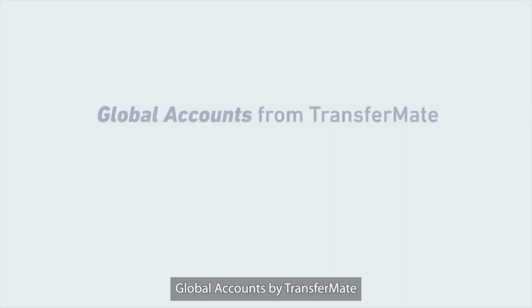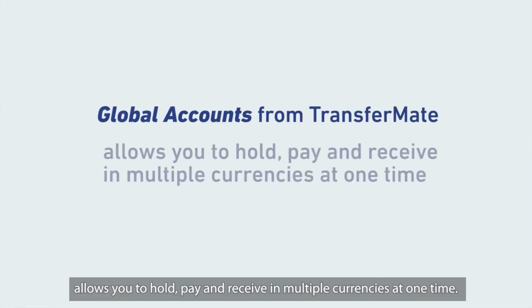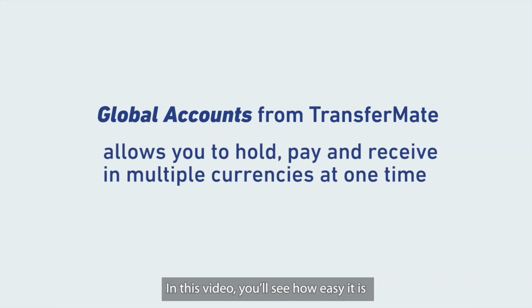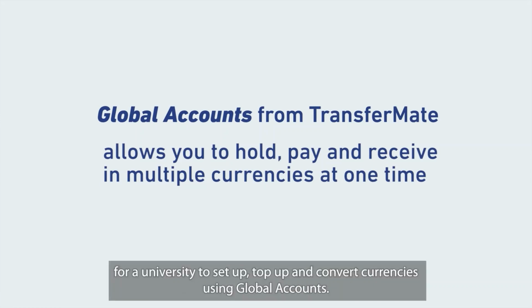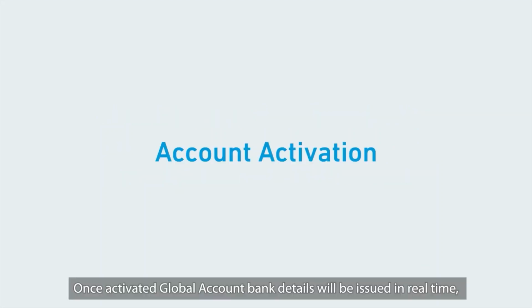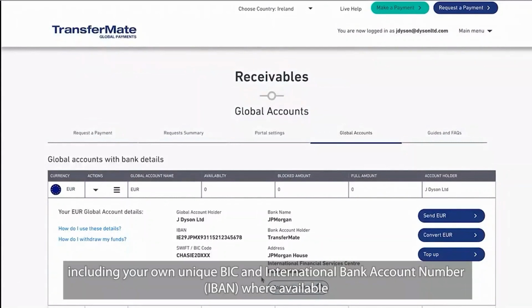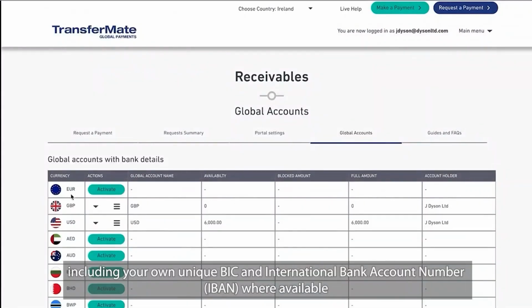Global Accounts by Transformate allows you to hold, pay and receive in multiple currencies at one time. In this video, you'll see how easy it is for a university to set up, top up and convert currencies using global accounts. Once activated, global account bank details will be issued in real time, including your own unique BIC and international bank account number where available.